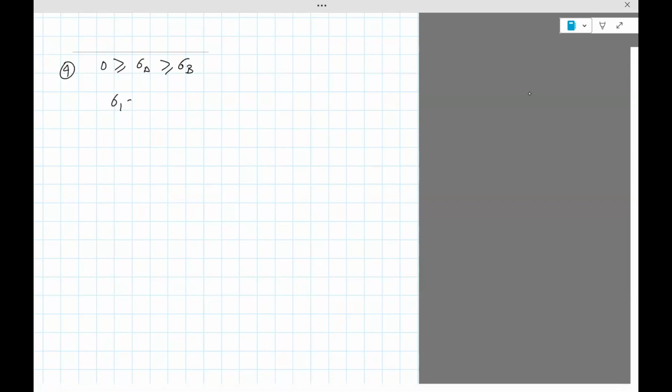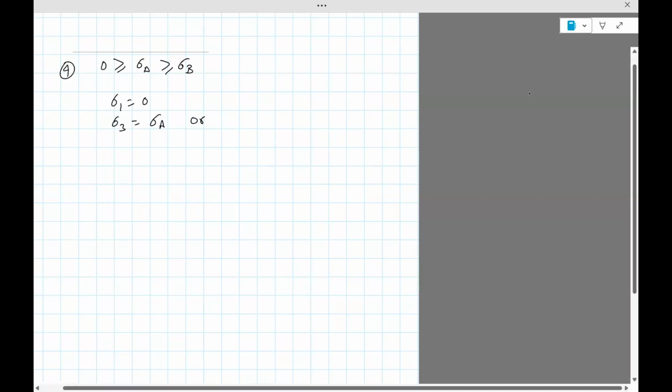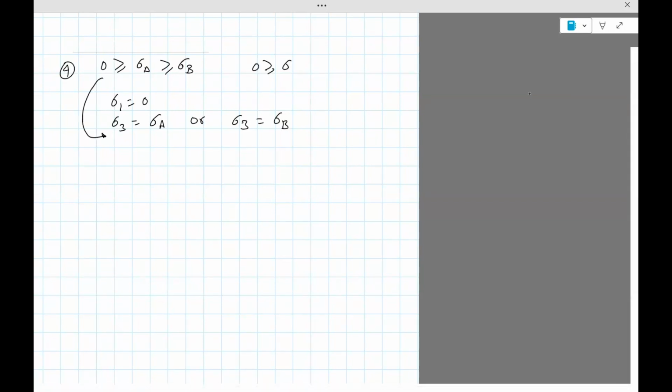In this case, sigma 1 is clearly 0. Sigma 3 can be sigma A, or sigma 3 can be sigma B. And that just depends. If this is the case, then you would have this condition, but you could also have this case.